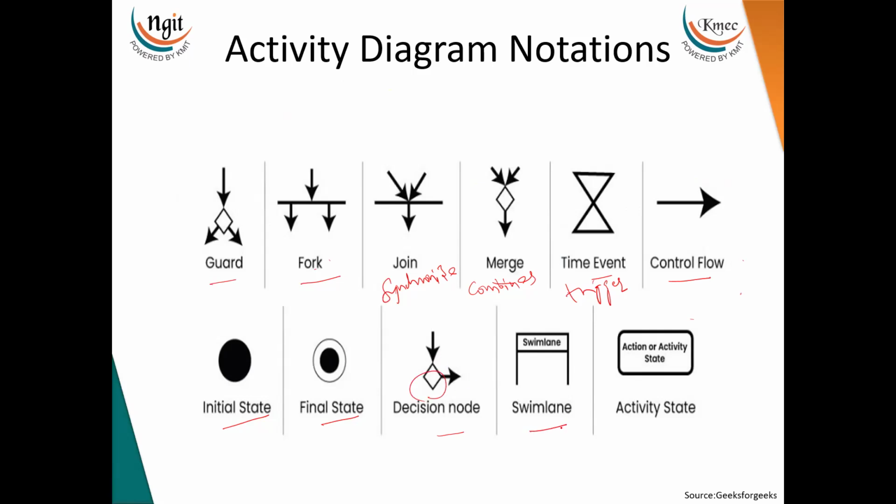Next, we call this a swim lane. This will divide the activities based on roles or responsibilities. Then this is the activity state, where this represents some specific action or some specific task within the workflow. These are all various notations which we use in an activity diagram.